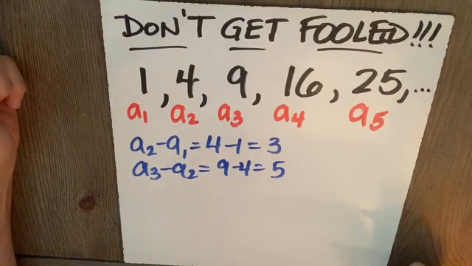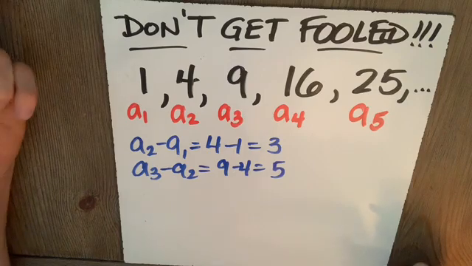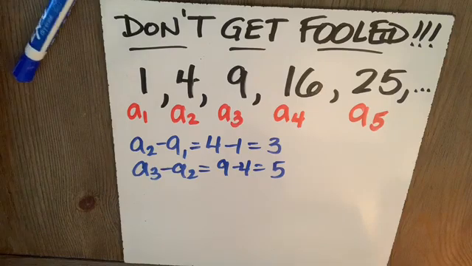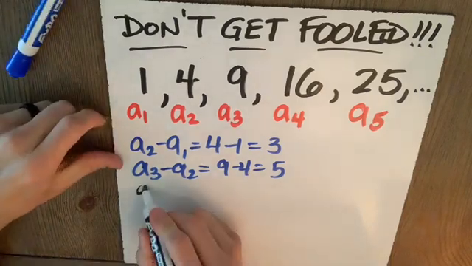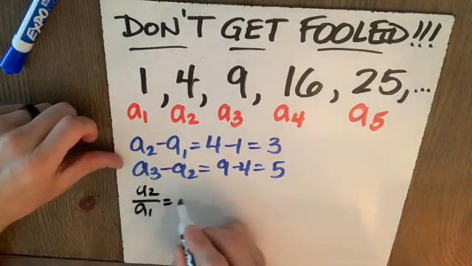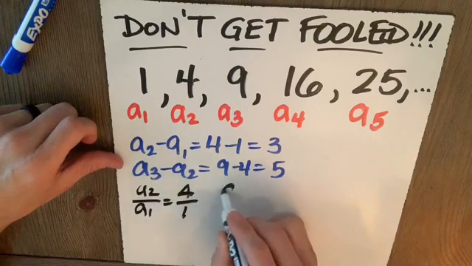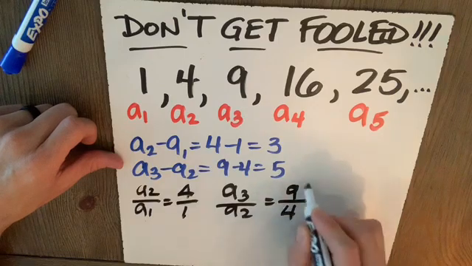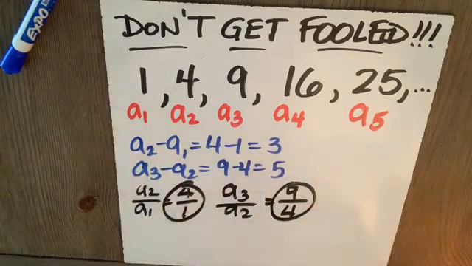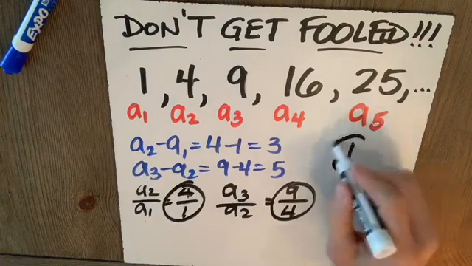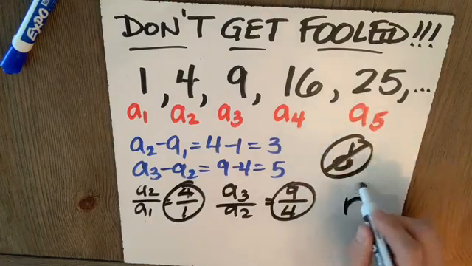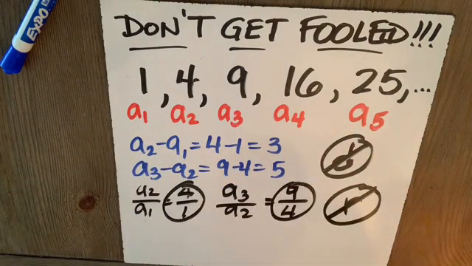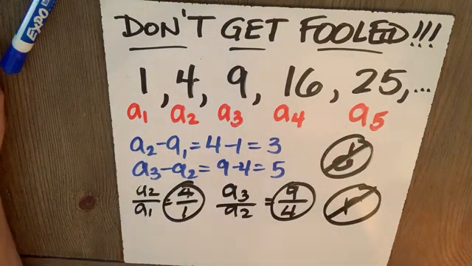And here's a spot where you can get fooled and say, well, if it's not arithmetic, it must be geometric. But I encourage you to test out A2 divided by A1, which would be 4/1, and A3 divided by A2, which is 9/4. These ratios are not the same. We have no common difference and we have no common ratio. This sequence here is neither arithmetic nor geometric.